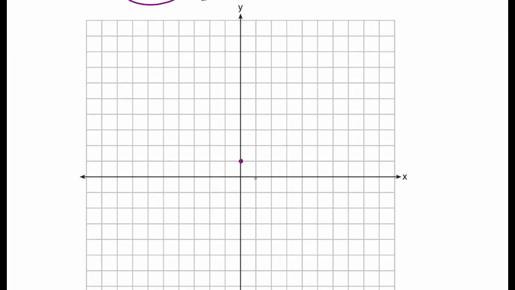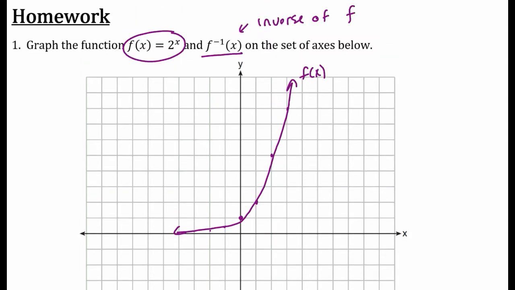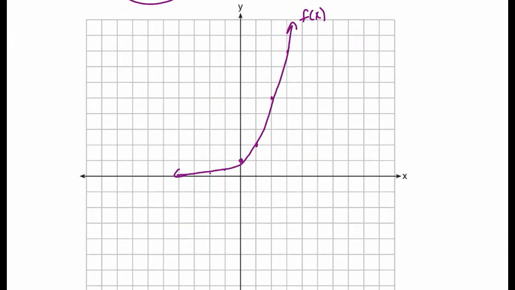2 to the 0 is 1, 2 to the 1 is 2, 2 to the 2 is 4, 2 to the 3 is 8, 1/2, a quarter, and it gets really close to the x-axis but never touches it. And then draw in that nice, lovely exponential function. There is f of x right there. And remember, our big idea during this unit is to find the inverse of exponential functions, because we're going to use those to solve equations.